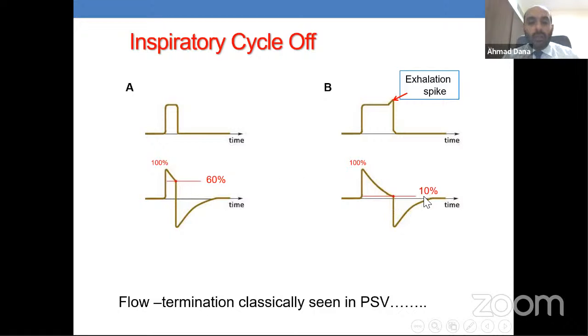And if you set it very low, let us say 5 to 10%, the baby wants to exhale, but you didn't open the valve. So here you will see an exhalation spike. The baby starts to exhale, but you didn't open the valve. So you don't want very low flow cycling, and you don't want very high flow cycling. And again, we use it in pressure support ventilation, in a way that the baby is driving the machine.